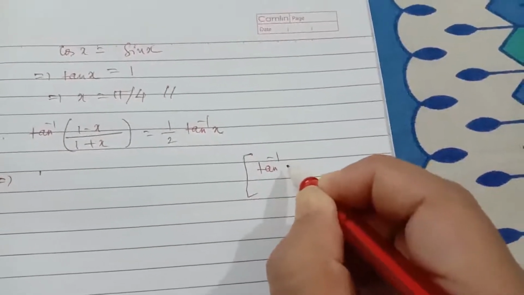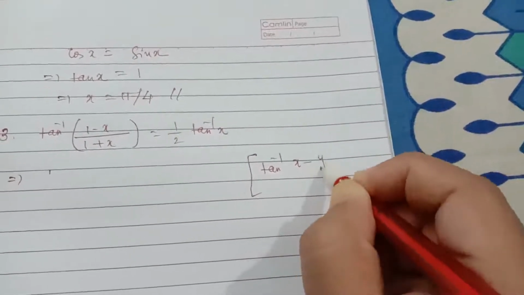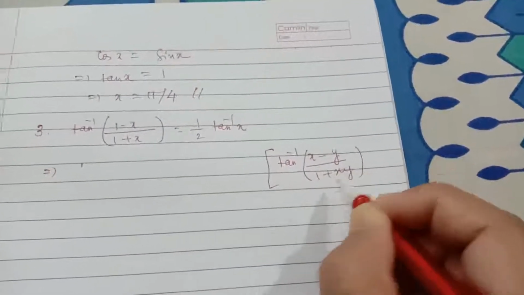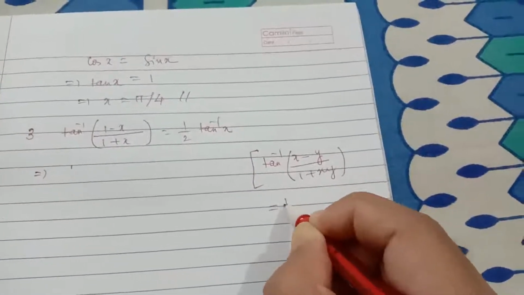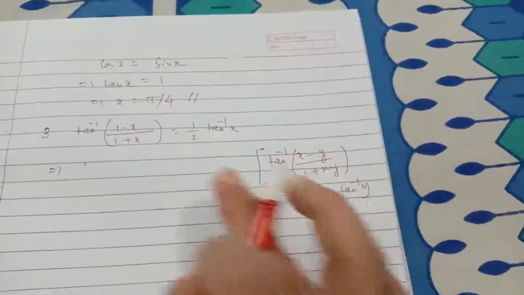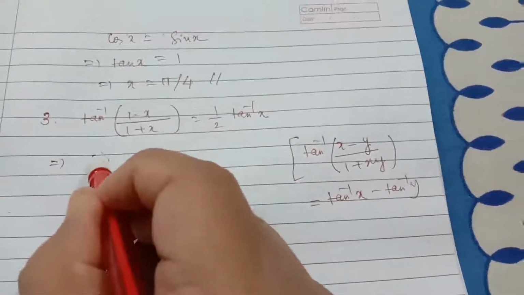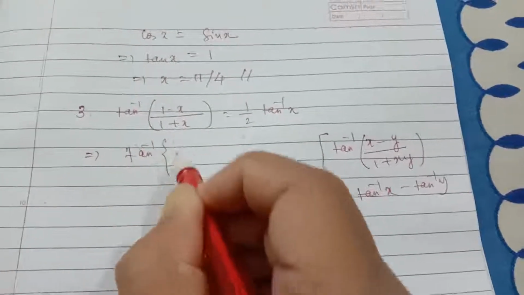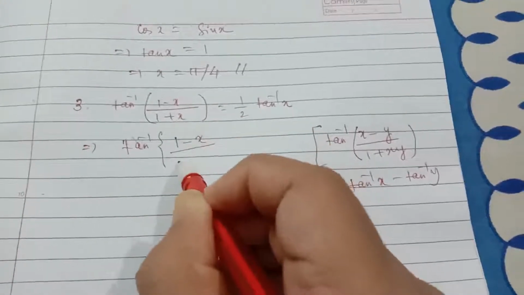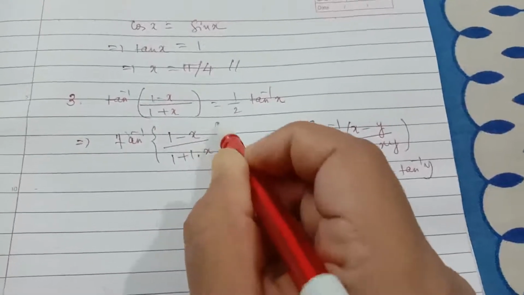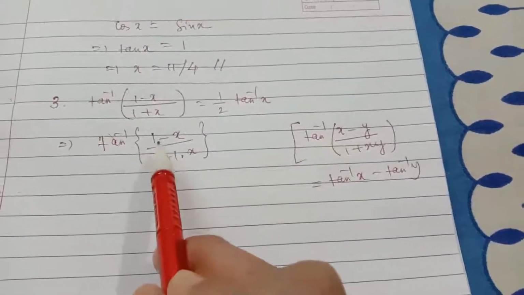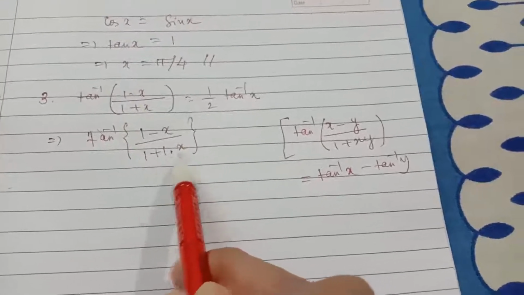tan inverse of (x minus y) by (1 plus xy) equal to tan inverse of x minus tan inverse of y. And if we apply this formula, the solution will be shorter. You can see, if we write 1 minus x in this way, and 1 plus x in this way, 1 plus 1 into x, this is now of this form, tan inverse of (x minus y) by (1 plus xy).